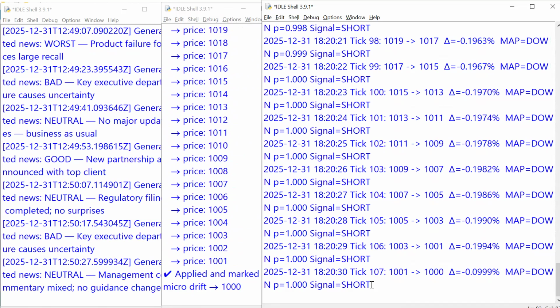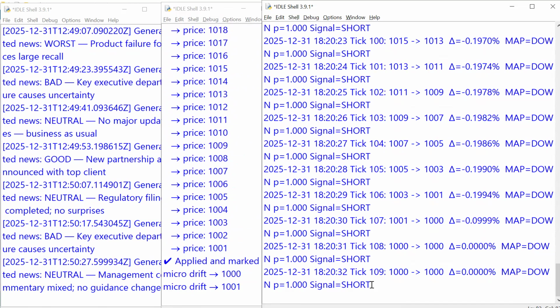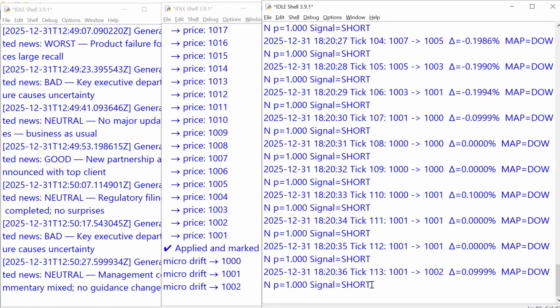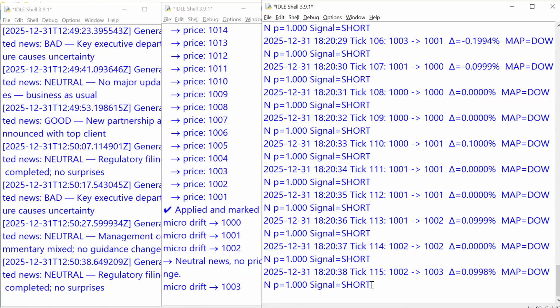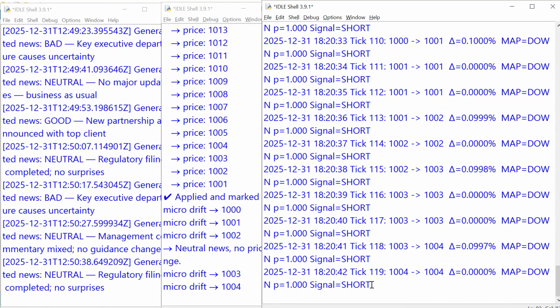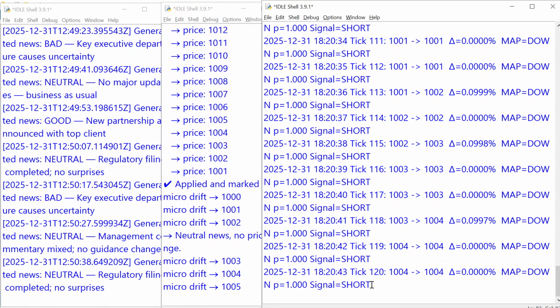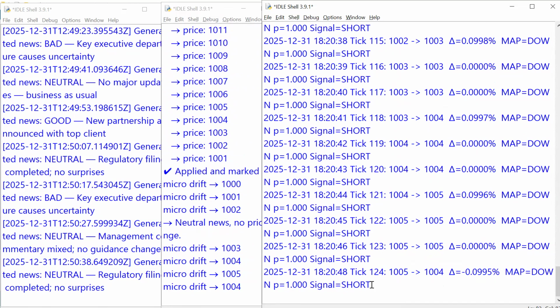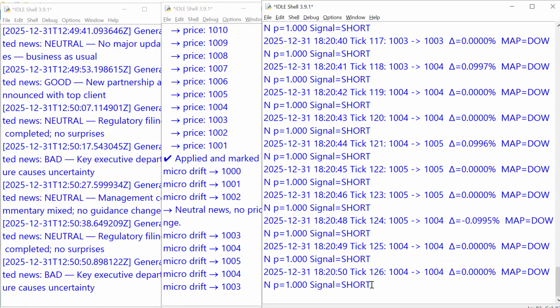The algo is predicting go for a short only. Okay, the neutral news, still short. It's saying go for a short because the overall trend of the market is on the short side. If two good news items come back to back, then only it is going to change the trend. Otherwise, it says go for a short.